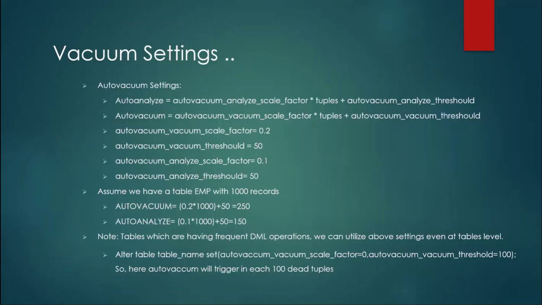Based on the threshold, it makes no sense to change the values at the database level. Why? Because it is already applicable for tables which are frequently accessed and frequently have more DML operations. So based on the satisfaction of this particular formula, the vacuuming operation will automatically trigger on particular tables. Any doubts with this particular slide?